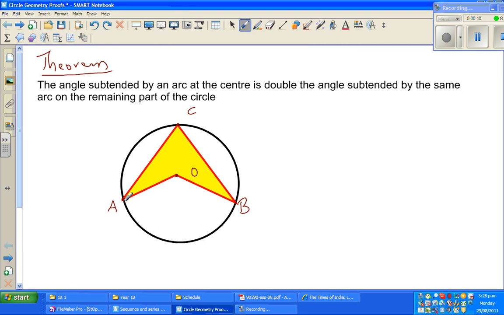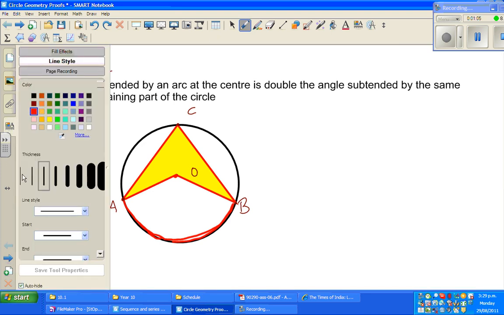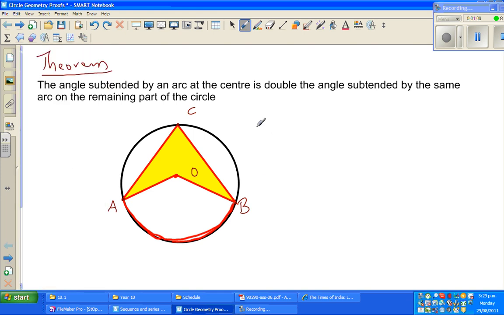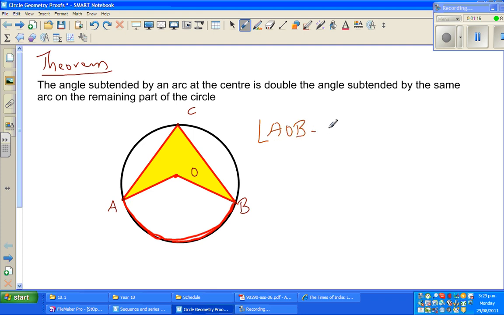So what they're talking about is, suppose this is an arc. Let me draw, this is say the arc of the circle. So this is the arc, this is the center. Now this arc is subtending an angle at the center, so you can say angle AOB is the angle at the center. Let me get a thinner pen. So this angle AOB is the angle subtended at the center. That's what we mean by angle subtended at the center.